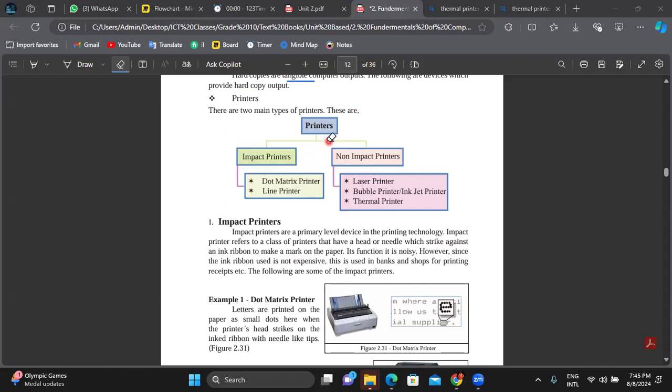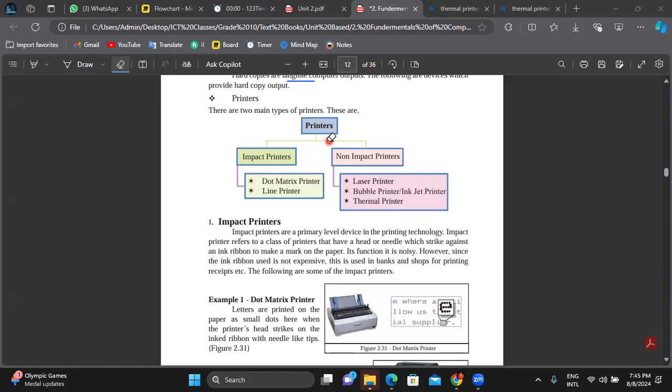So, let's continue. We discussed soft copy and hard copy. Now, under hard copy, we are doing the printers. Printers which have physical contact with the paper are impact printers. Printers which do not have physical contact with the paper are non-impact printers. That means the printers which have an impact on the paper are impact printers, and the printers which do not have an impact on the paper are non-impact printers.